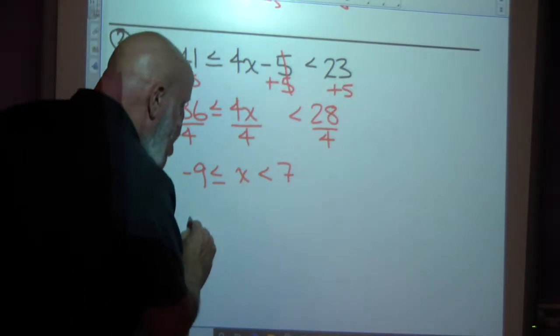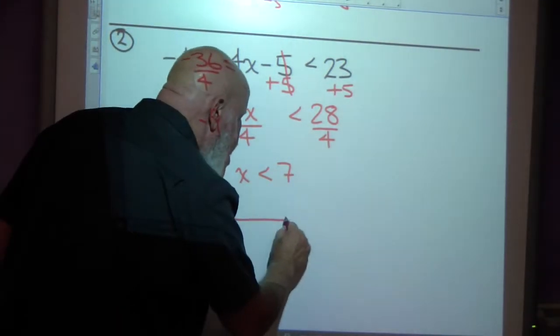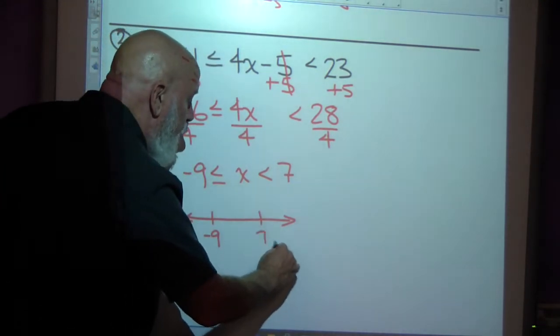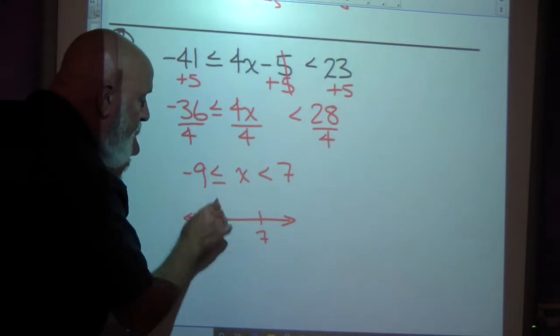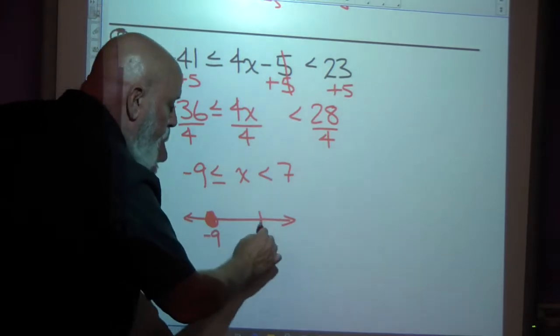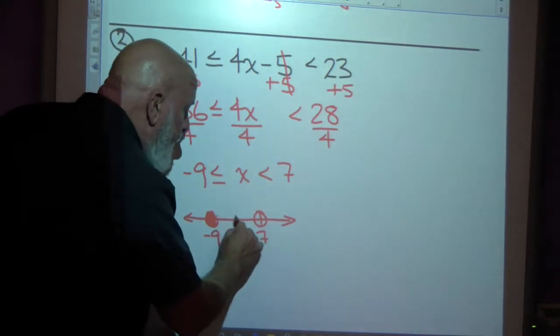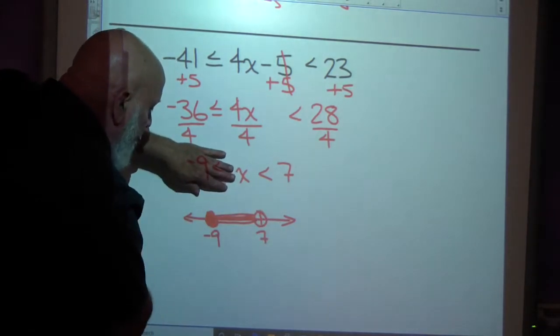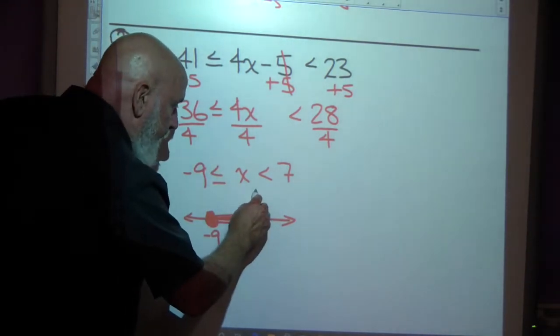So then I just go to graph it. This is my solution. Here's my graph. Negative 9 is to the left of 7 on the number line. This one will be filled in because it says or equal to. This one will be open. It will be everything in between them. Whereas x is less than 7 alone goes this way, infinitely to the left.